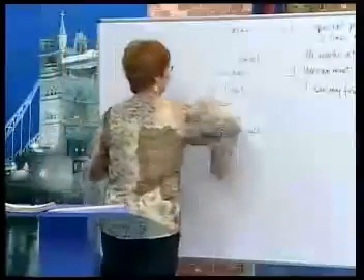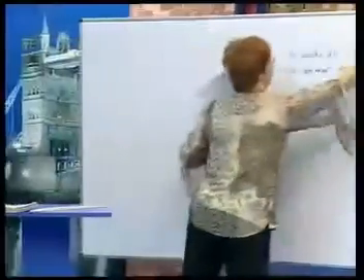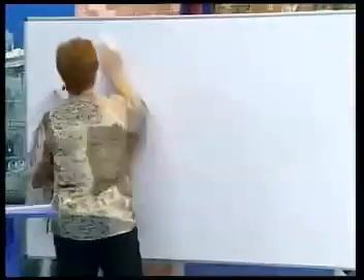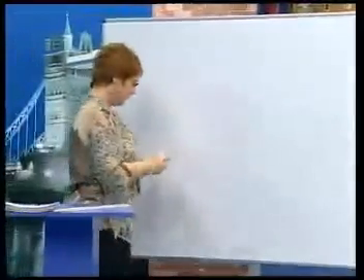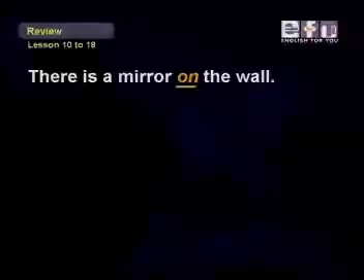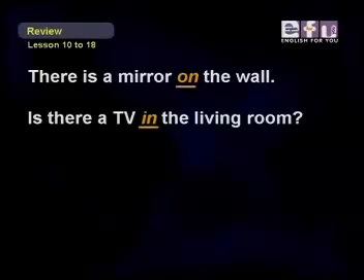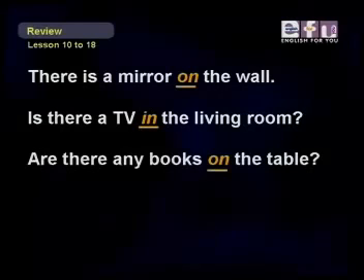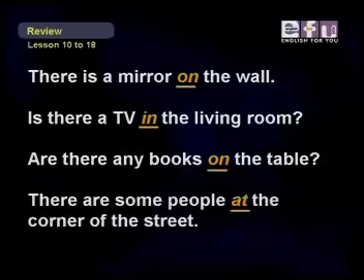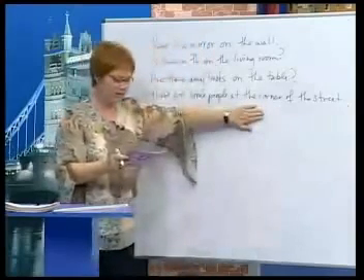Okay? Now, we can talk about these prepositions when we talk about where objects are. So let me make some room here, and we'll do a little bit more with prepositions. Now, remember that the preposition comes before the place. So here's some sentences. There is a mirror on the wall. Is there a TV in the living room? Are there any books on the table? There are some people at the corner of the street. Okay, so here we have a corner, at the corner of the street.